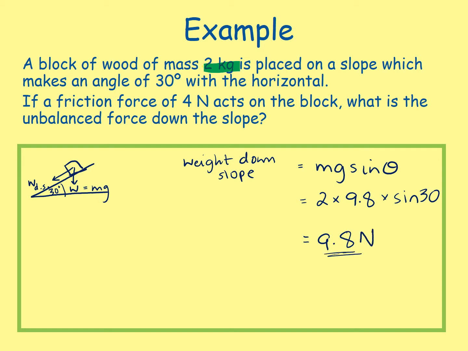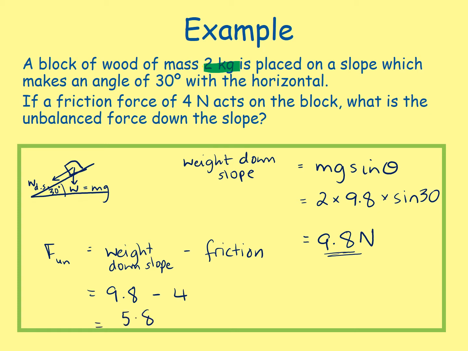Now we want to work out the unbalanced force down the slope. We have our unbalanced force is equal to the weight down the slope minus friction. Remember, we need to include this friction in here. So the weight down the slope minus friction, as they're acting in opposite directions. So that's equal to 9.8 minus 4, so our final answer is 5.8 newtons.